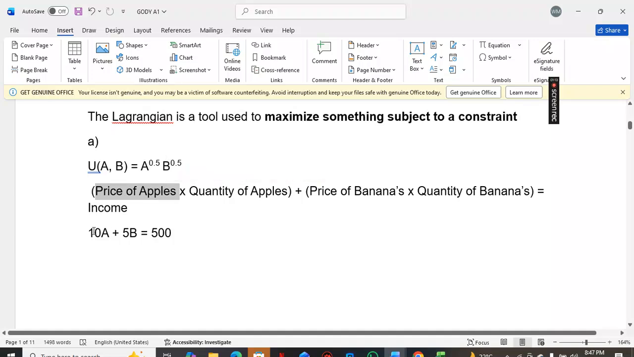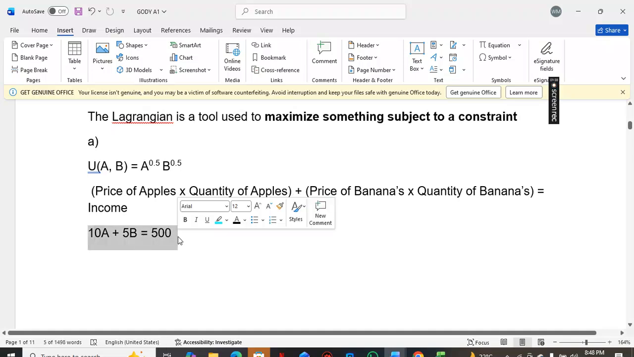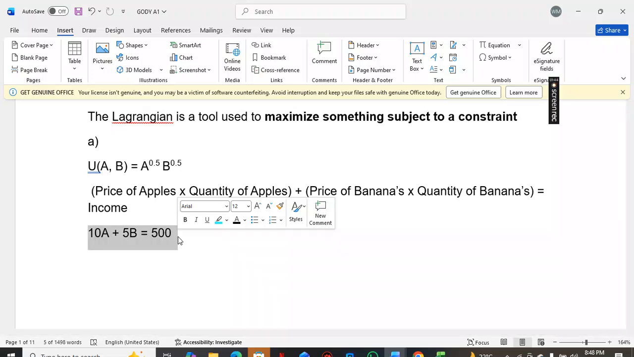The price of apples is 10 kwacha. Quantity of apples is A. The price of bananas is 5 kwacha. The quantity of bananas is B. Our income is 500 kwacha. So this is our budget constraint equation. Any questions, colleagues, on this part?